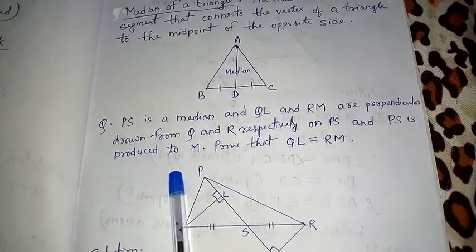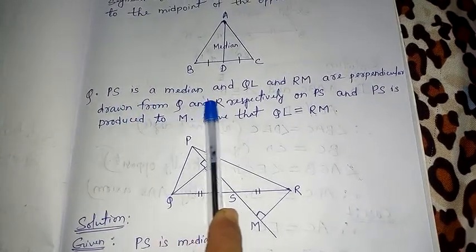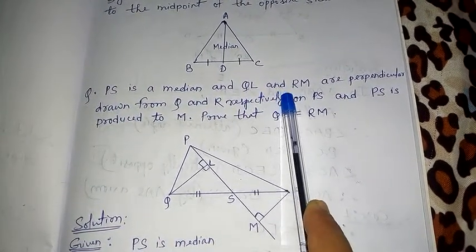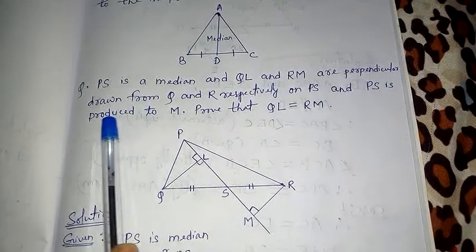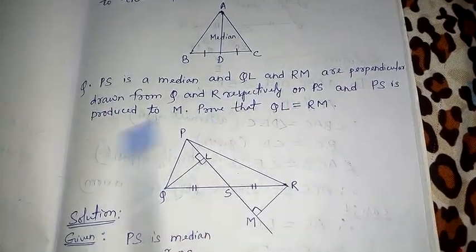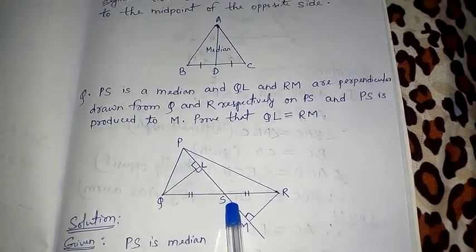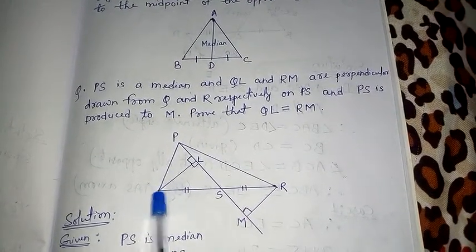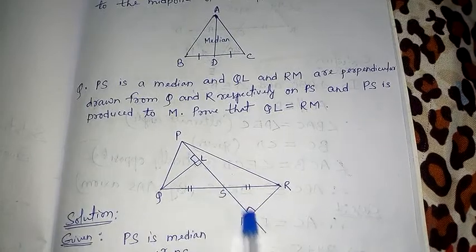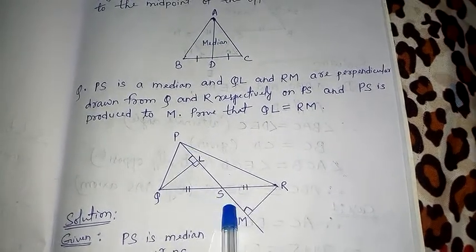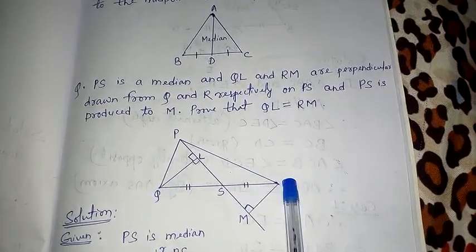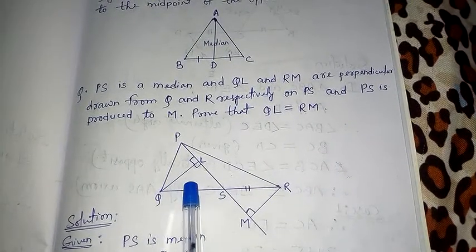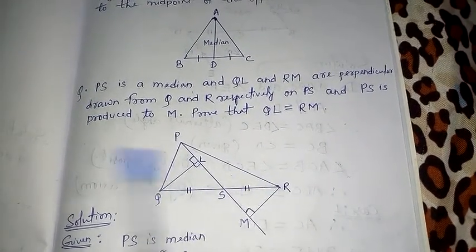Now I have a question related to median. PS is a median and QL and RM are the perpendicular drawn from Q and R respectively. Now PS is a median, that means it is dividing the line segment QR equally, because it is a median. Median always divides the opposite side equally. That means if QR is 10 centimeter, now it has become 5 centimeter each.